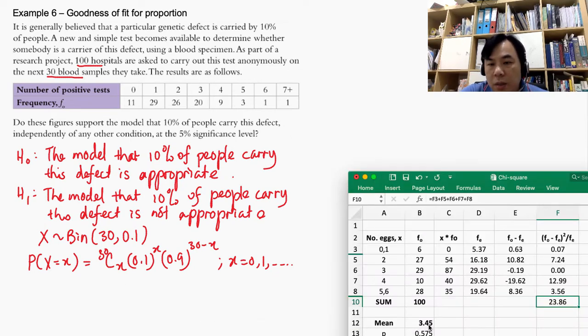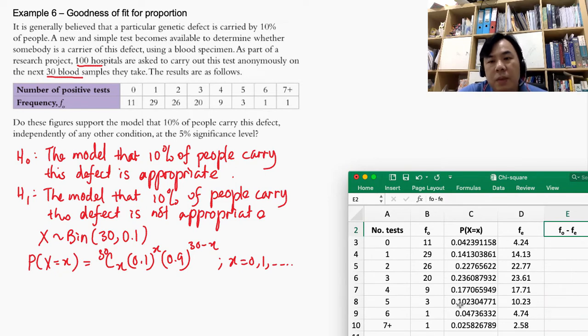So let me get that information ready. Okay, this is our 6. So we can tabulate this. We have all this information here. You can see the number of tests. Observed frequency, we have that.